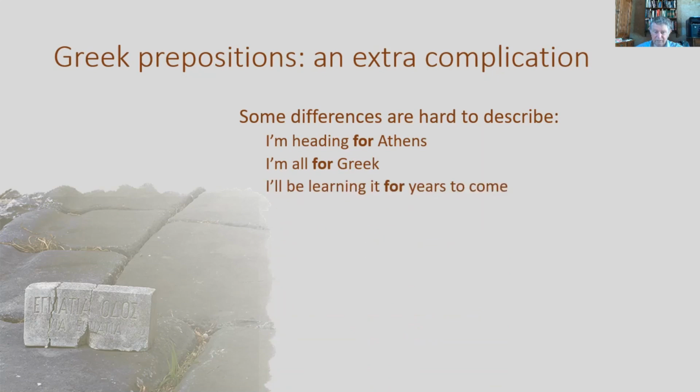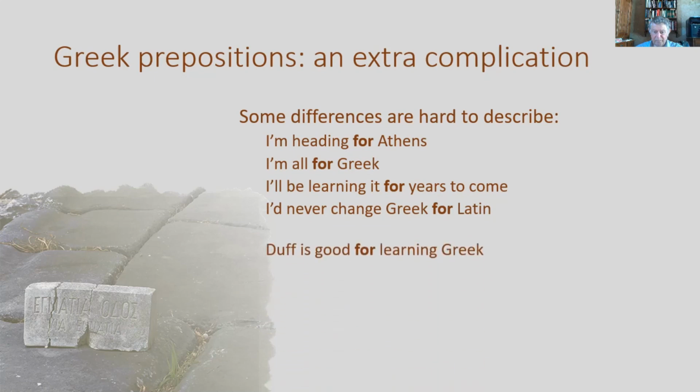So there's duration. So for in Athens is some kind of location. For years to come is some kind of duration. But much harder to kind of put your finger on. I'd never change Greek for Latin. Some sort of interchange going on there. Duff is good for learning Greek. Now how you classify these, I'm not really sure.